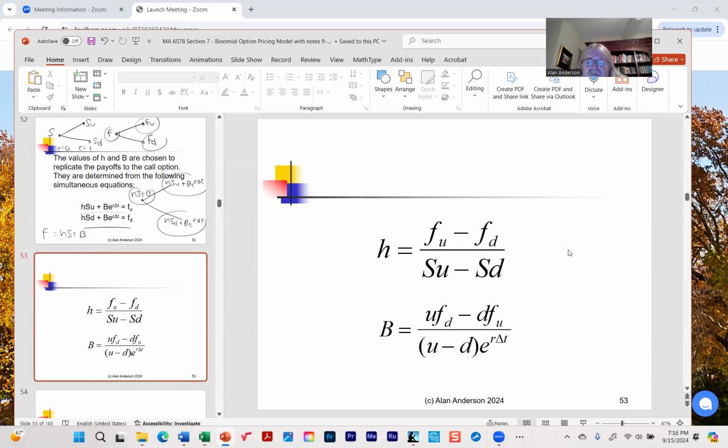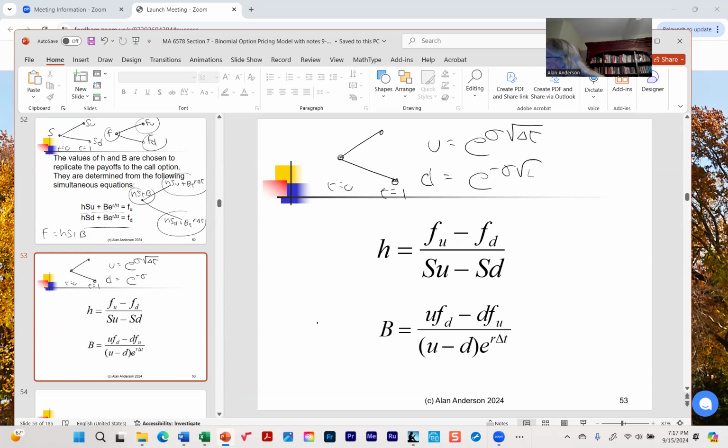So that's our hedge ratio. This is the number of dollars worth of the Treasury security that we buy. Now you can see these values we know. We know U and we know D, because when we set up the tree to be consistent with the Black-Scholes assumptions, remember we define U to be e^(σ√ΔT), and D is the inverse.